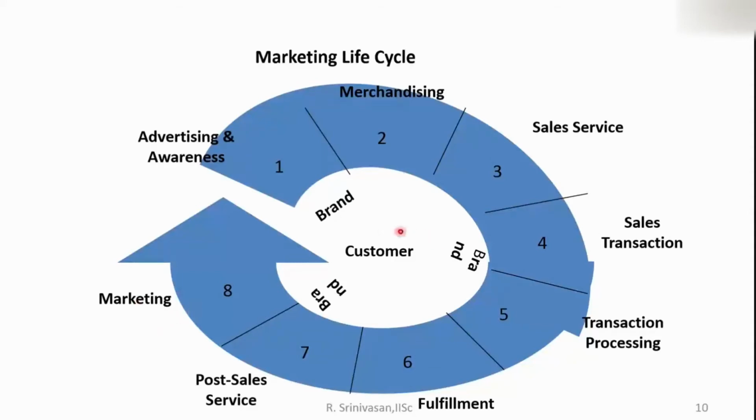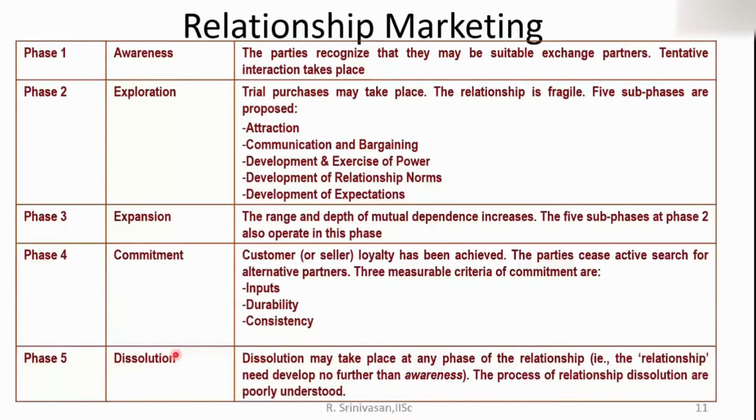So, you have the customer at the central place, the brands revolving around the customer, so advertising and sales awareness, merchandising, then sales service, sales transaction, transaction processing, then fulfillment, post sales service and marketing. All these together represent what we call the marketing life cycle. You go through a marketing life cycle using all these things with respect to any product or product line as well. We now come into what is called relationship marketing.